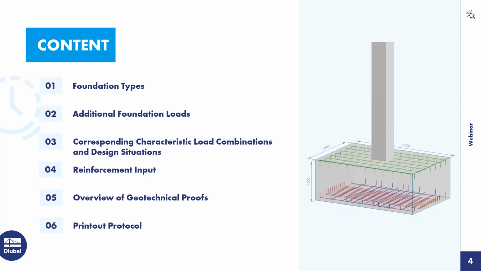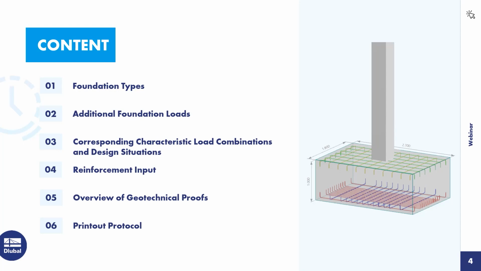Next, we will discuss the additional foundation loads, such as surface, line, and concentrated loads, as well as earth covering and groundwater. In the third section, we will look at the automatic or manual creation of corresponding characteristic load combinations, as well as the necessary design situations in the ultimate limit state and serviceability limit state.